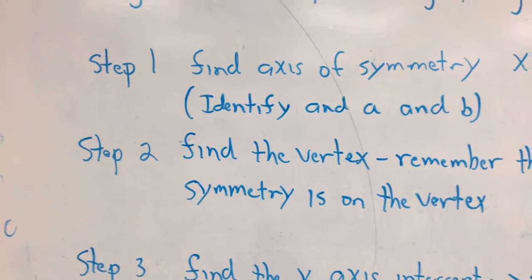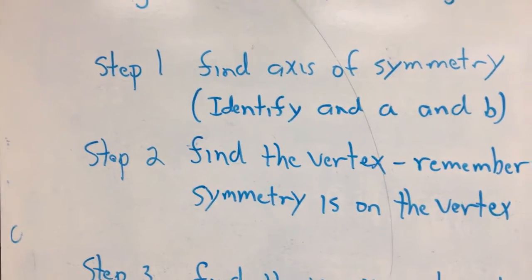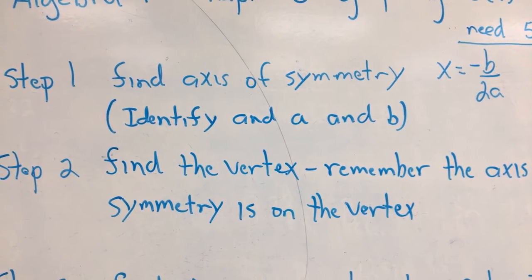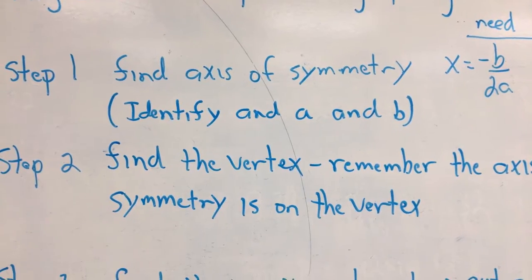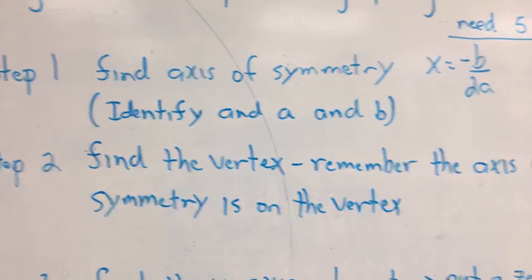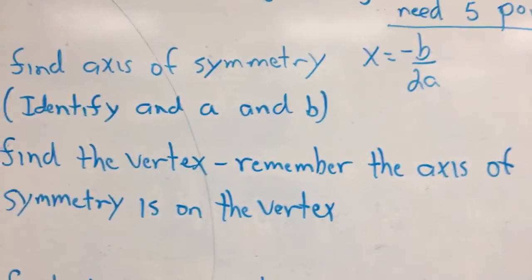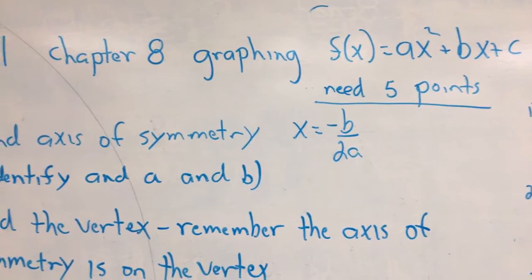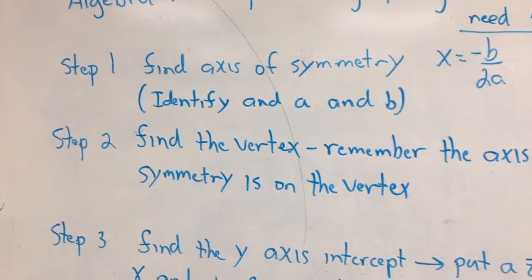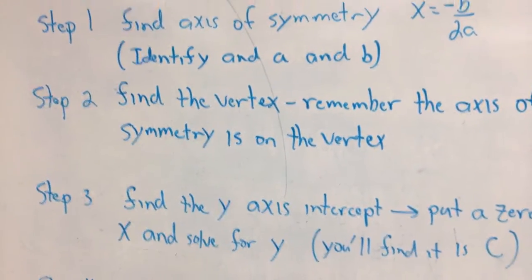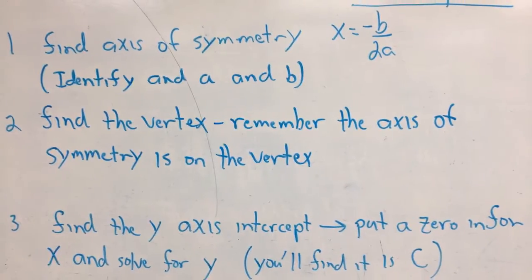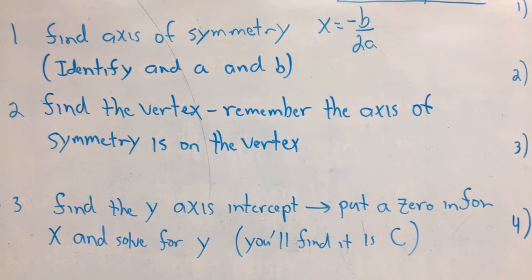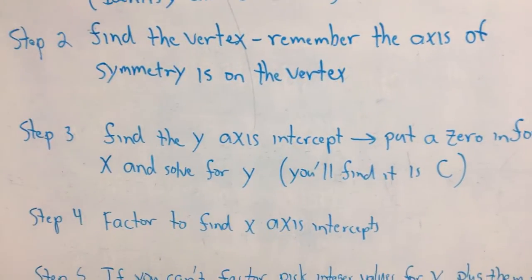Step 2, we need to find the vertex. Remember, if it opens up, the vertex is the lowest point. If it opens down, the vertex is the highest point or the maximum, and if it opens up, the vertex is a minimum. Now, the vertex is on the axis of symmetry, so we already know once we find that x is the x value of the vertex. Then we need to find the y value of the vertex. So we just need to plug the x in, and that will give us the vertex.